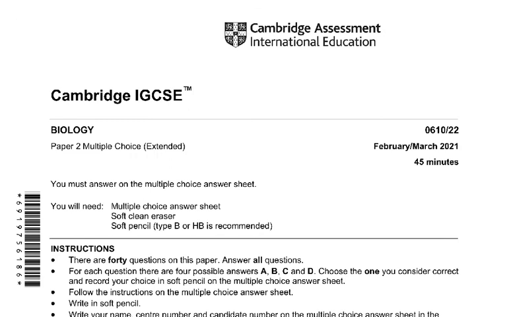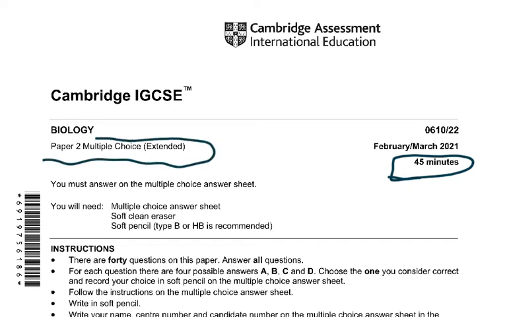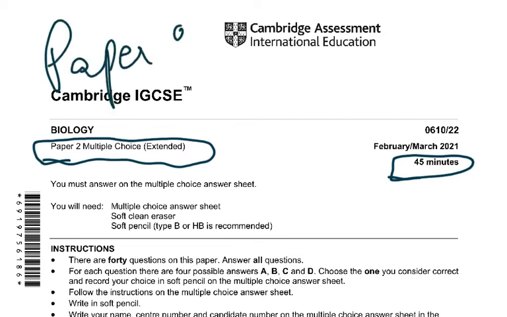Now, as you all know, this paper is for 45 minutes. The other biology papers are for 1 hour, but the IGCSE multiple choice extended, which is paper 2, is for 45 minutes and you have 40 MCQs. So you've got nearly a minute per question, but then you need some time for revision as well. So you've got to do it very hurriedly.